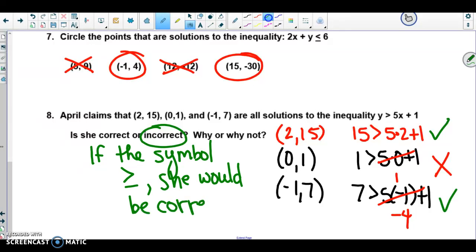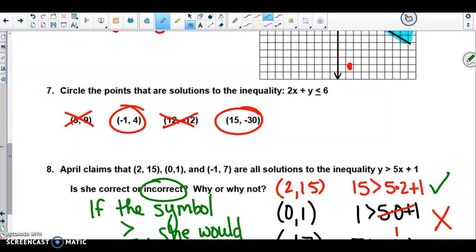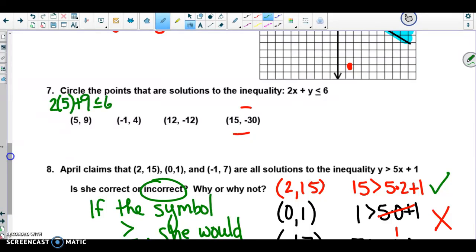All right, and then if we go back to number 7 real quick, the reason we got these was just plugging in, just like I did on number 8. Plug in your values for x and your values for y, and see if that gives you a true statement. So like 2 times 5 plus 9, we're checking to see: is that less than or equal to 6? Well, definitely not. That's 19, and that's not less than 6.